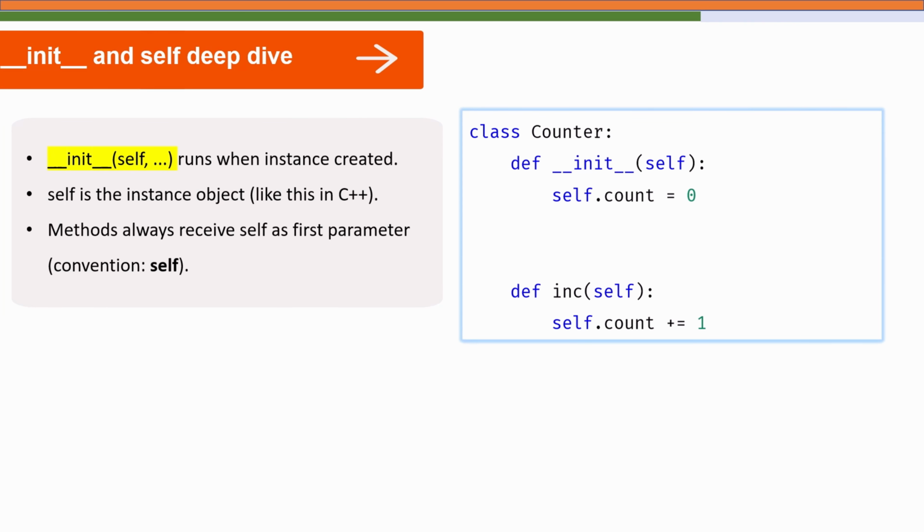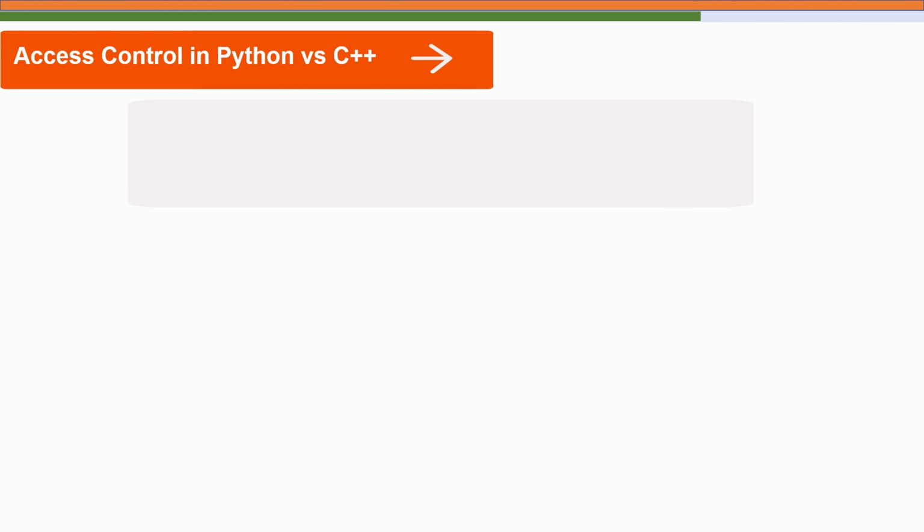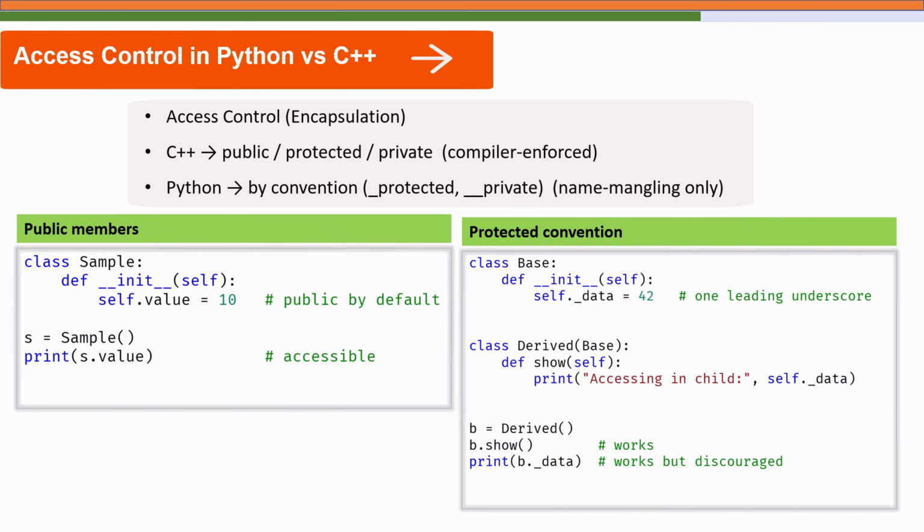The self keyword is the reference to the current instance of the class, with the same role as, you can recall, the this pointer in C++. You always write it explicitly in Python method signatures. Remember that self is just a parameter name by convention, but it is strongly recommended to use self everywhere for better readability. Let's talk about encapsulation, that is the concept of controlling access to the internal data and methods.